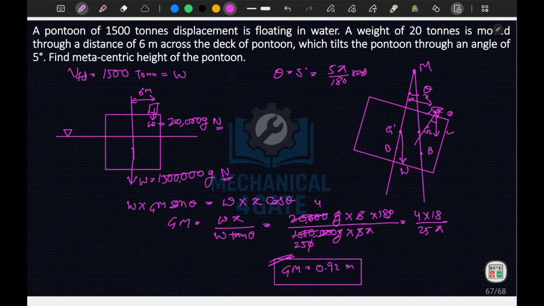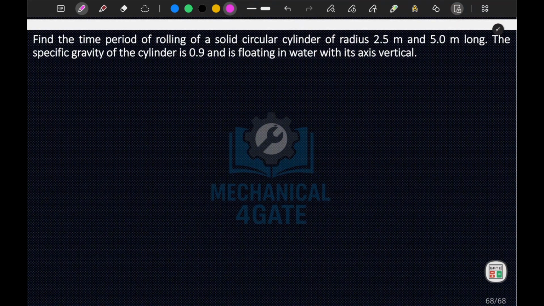Now this is your last question for this session. For the time period of rolling of a solid cylinder of radius this and length this, the specific gravity of the cylinder is this, and it is floating in the water with its vertical axis. So we have to calculate your time period.